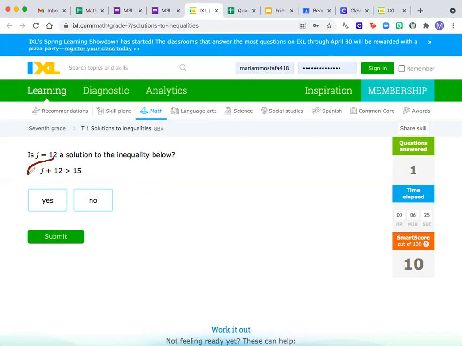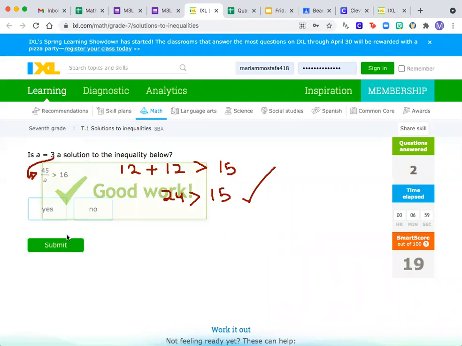So I'm going to take 12 and plug it in for j. So we get 12 plus 12 is greater than 15. So it's really important, again, we just read it from left to right. That gives me 24 is greater than 15. Now, is that true? Is 24 greater than 15? Yes, that is true. So we say yes and submit.